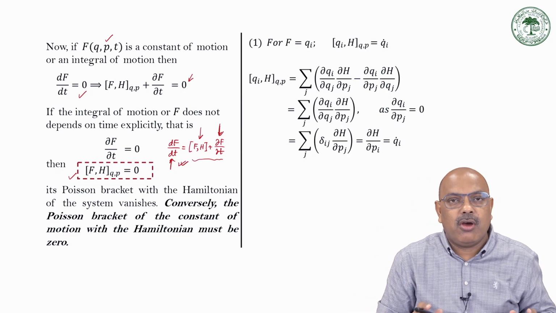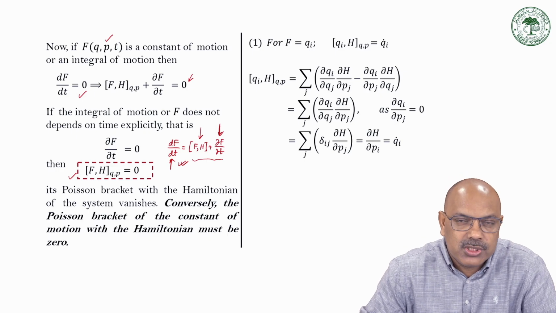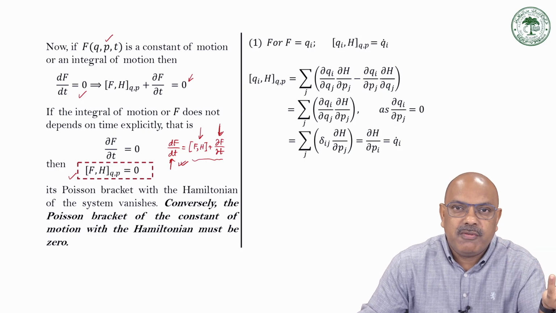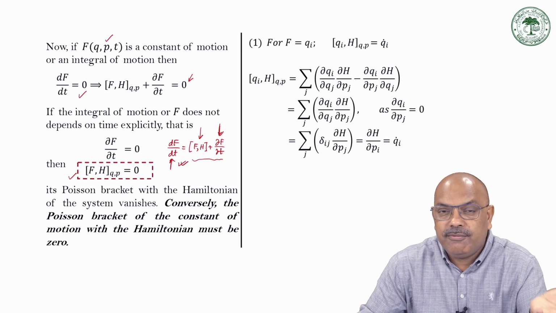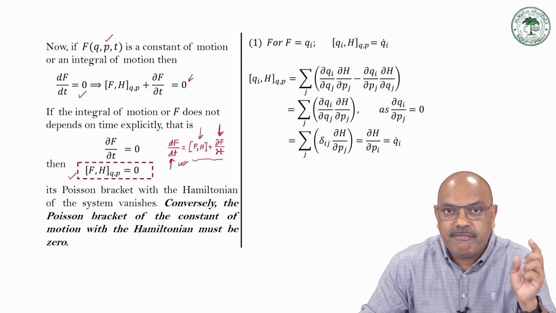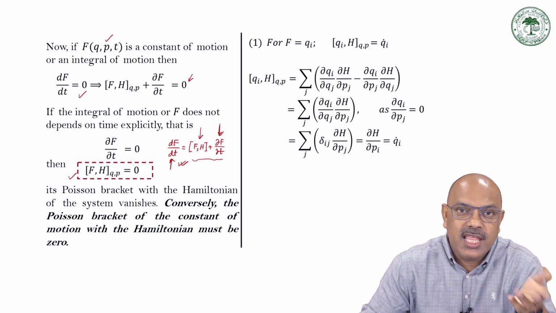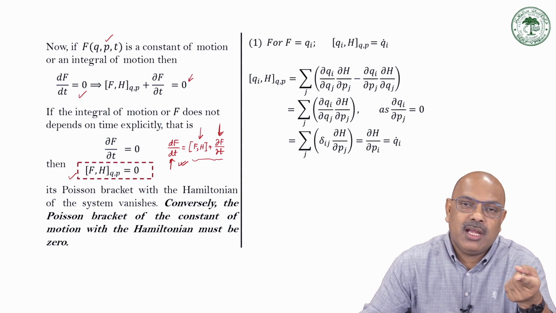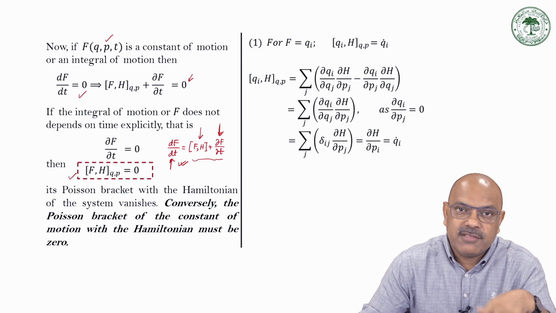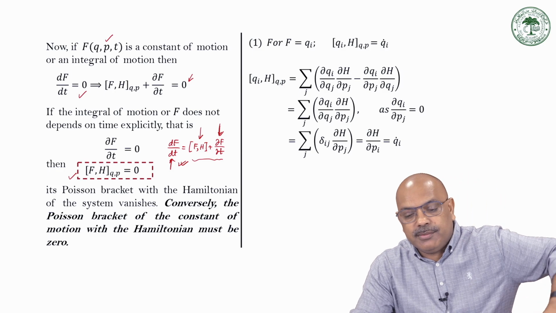This is one important conclusion: if you have a function which is a constant of motion or integral of motion, and it does not depend explicitly on time, then its Poisson bracket with the Hamiltonian is going to be 0. Or if you know that the Poisson bracket of a certain function with the Hamiltonian is 0, then you can say that function is an integral of motion, and that it does not depend explicitly on time.